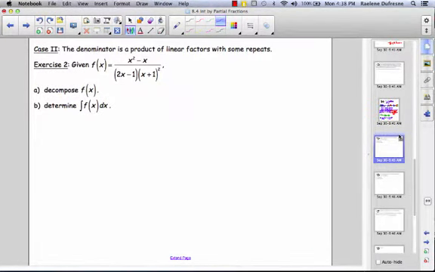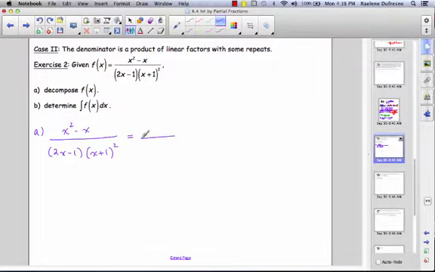Case 2 is when the denominator is a product of linear factors with some repeats. So we're first going to decompose f of x, which is x squared minus x. There is no need to factor the numerator, and I've already given you the denominator in factored form. But we notice that x plus 1 occurs twice.